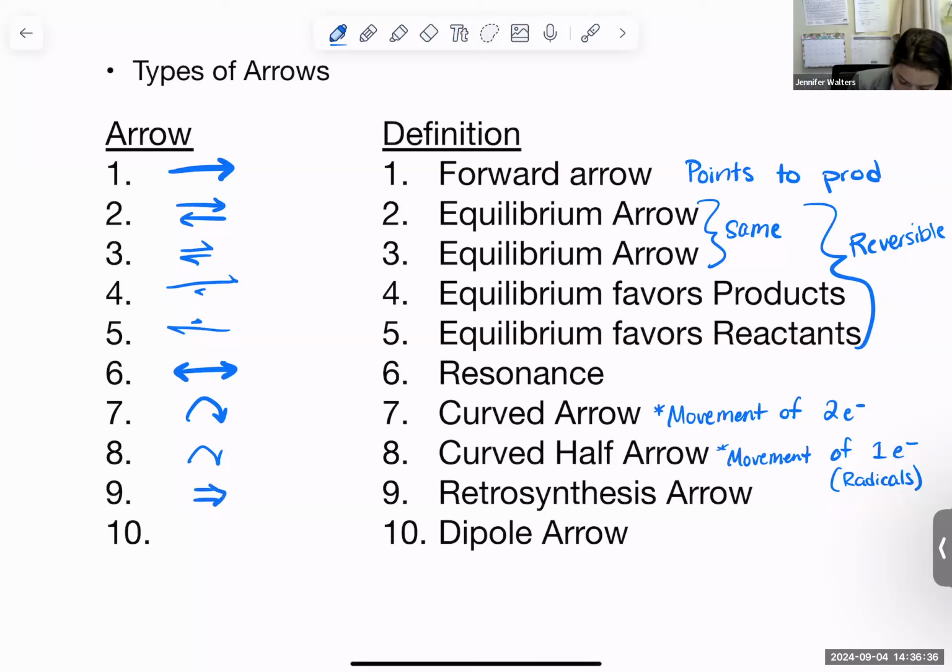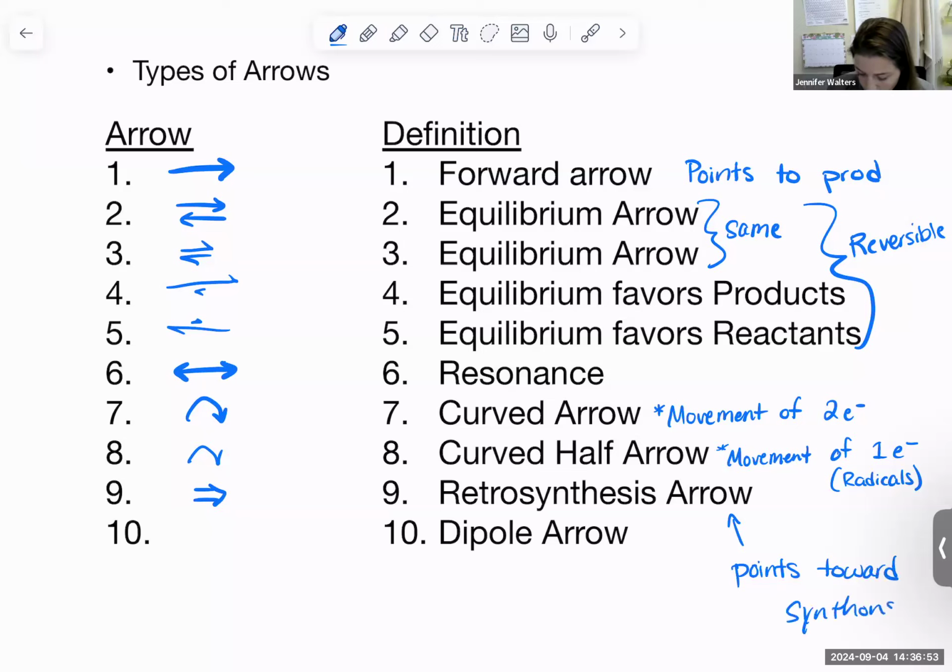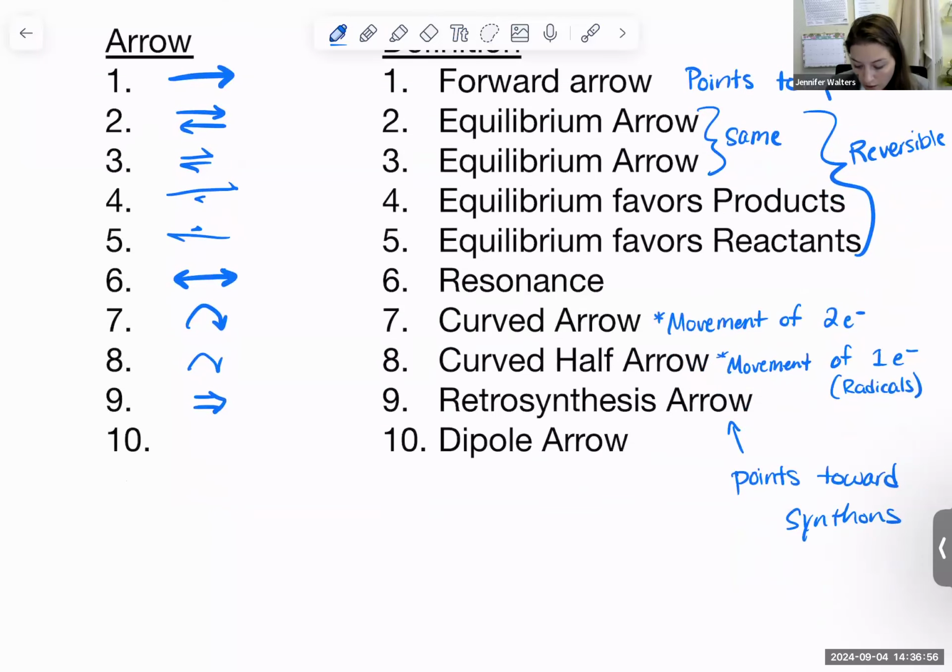So it's like an equal sign that was turned into an arrow. It is always going to point towards the synthons. Synthons are just proposed starting materials. Our dipole arrow is our arrow that has the little plus sign on the end, and it always points towards the more electronegative atom.